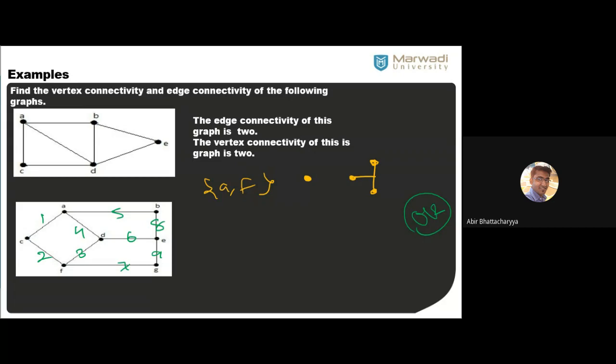Okay. You can draw this one. Remove A, edge 1 will go, 4 goes, 5 goes. Remove F, 2 goes, 3 goes, 7 goes. Clear? So C will be alone. C will be isolated from the other vertices. That's why it's disconnected. Clear, right?